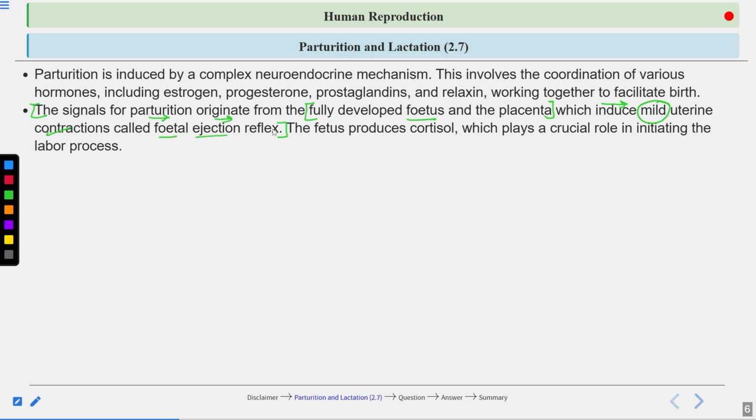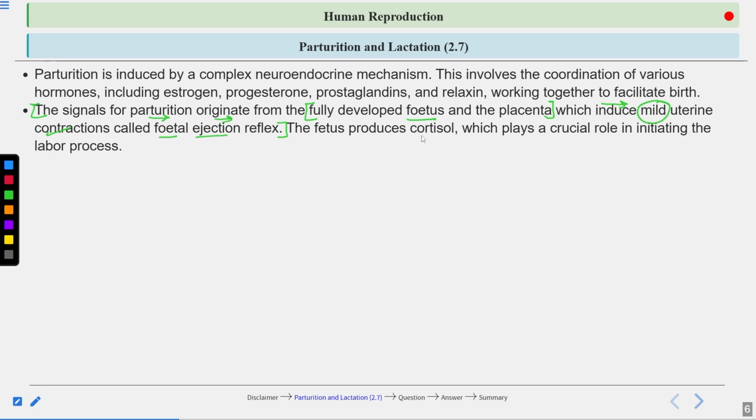A question can come from here. In the fetal ejection reflex, the signals originate from where? What is the fetal ejection reflex? They can ask you that, or what happens during the fetal ejection reflex, or from where the signals come. So the signals are coming from the fully developed fetus as well as the placenta. These signals induce mild contractions in the uterus, and this mild contraction in the uterus is called the fetal ejection reflex.